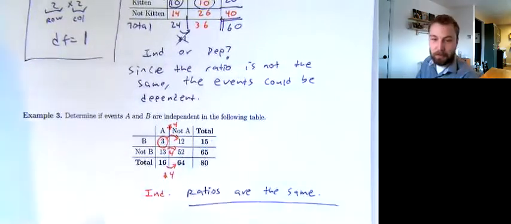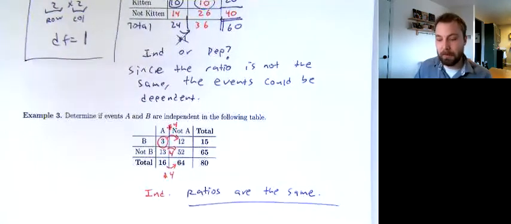So this is going to be the big trick, is that if I want to make something be independent, I have to try to keep those ratios the same the whole way through the table.